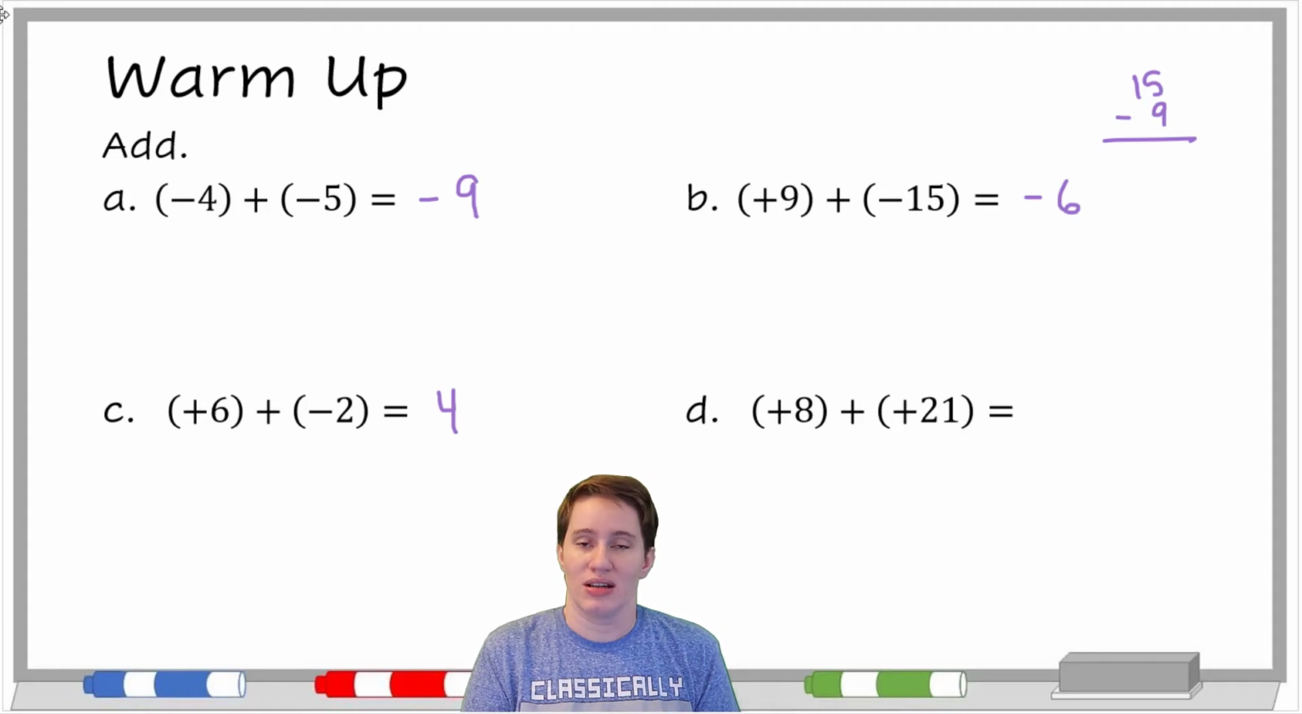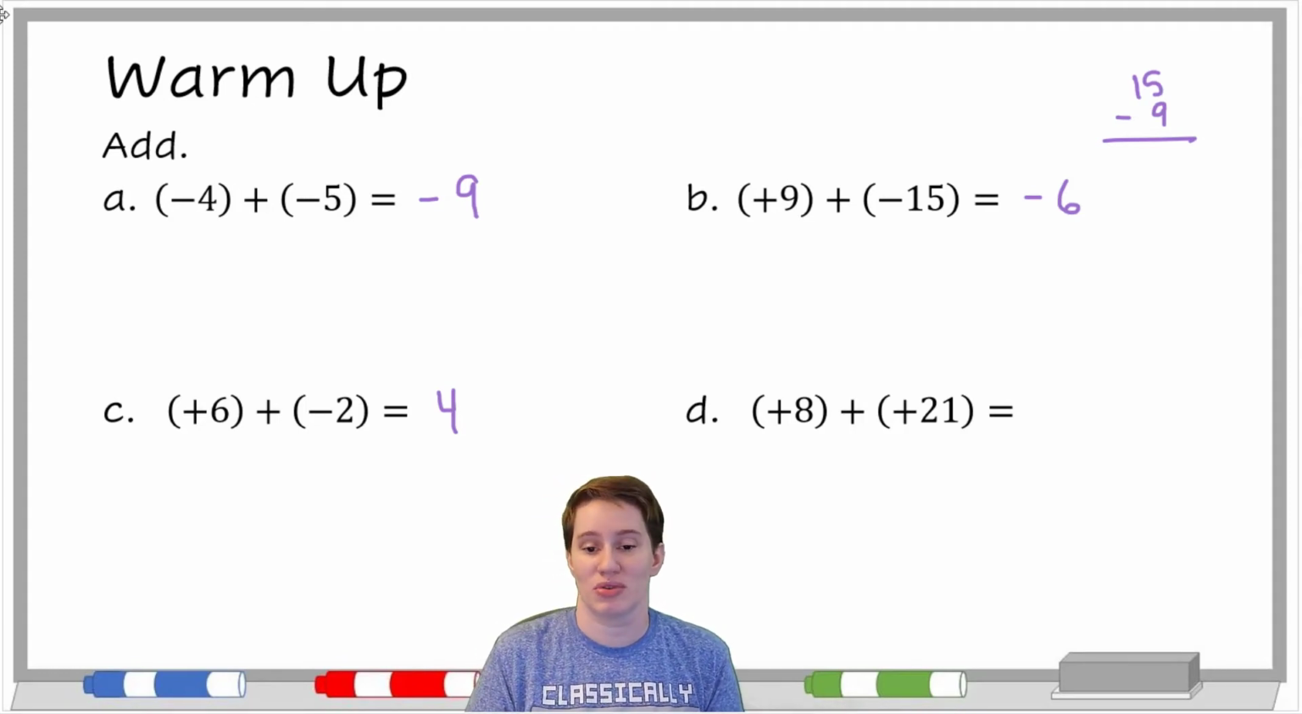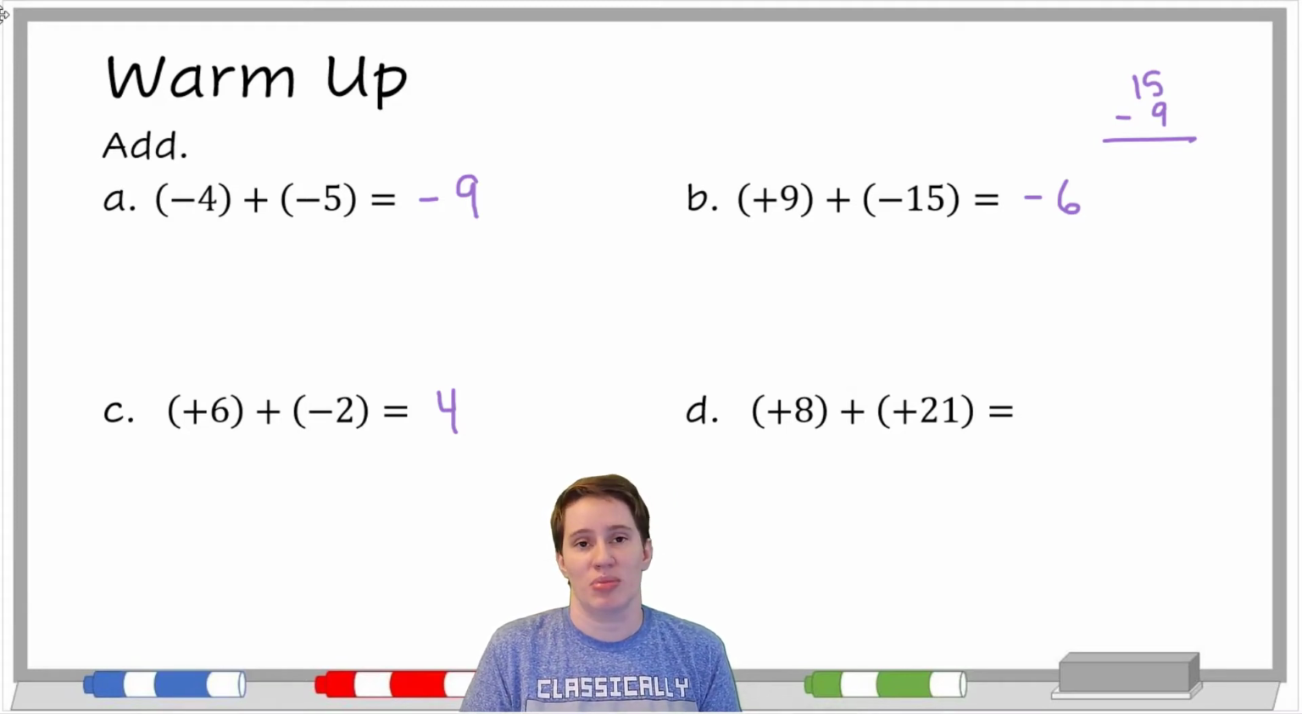And then this final one is just like the good old days when we used to add and not even know about negative numbers, because there's no negatives in that problem. So +8 plus a +21, you add and you keep the positive sign.